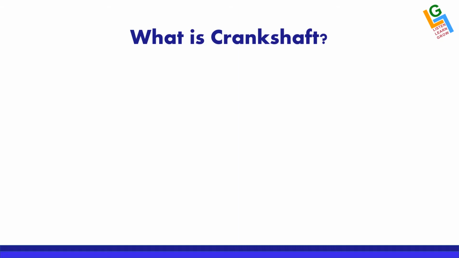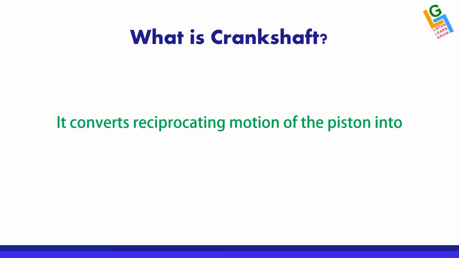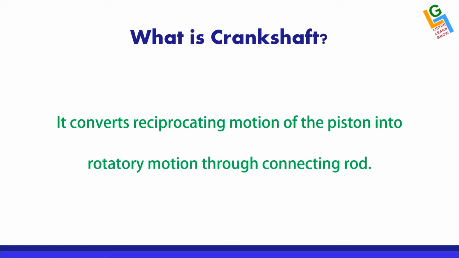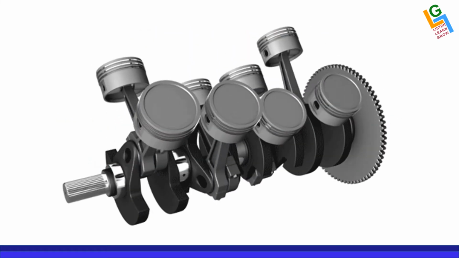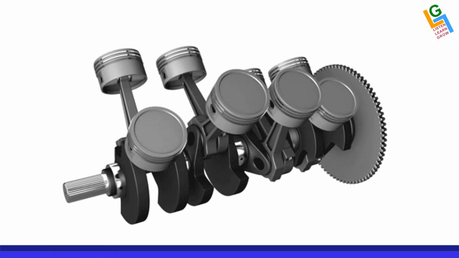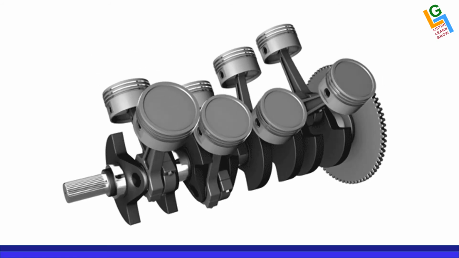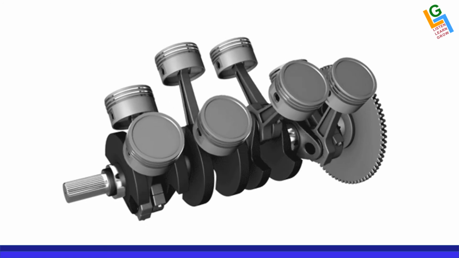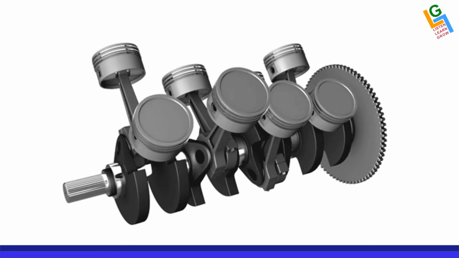What is a crankshaft? It is a crank with a shaft that helps to convert the reciprocating motion of the piston into the rotary motion through the connecting rod. Look at the motion picture. You could see the reciprocating motion of the piston and the connecting rod is converted to the rotary motion with the help of the crankshaft.